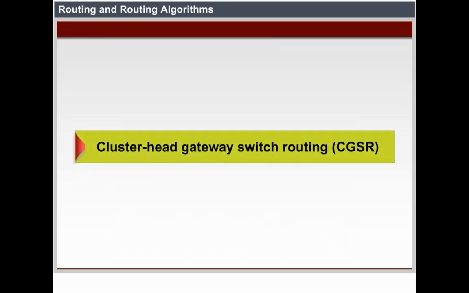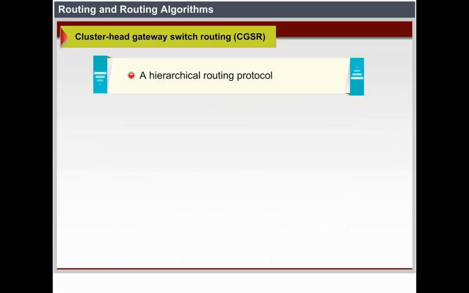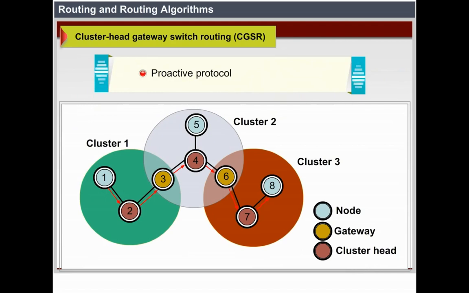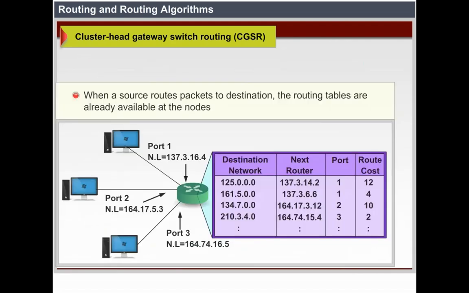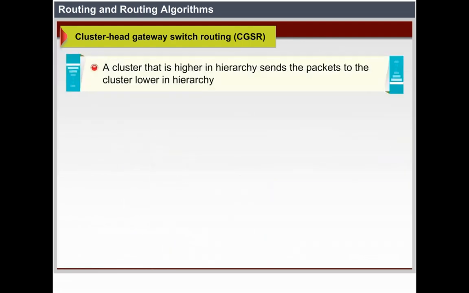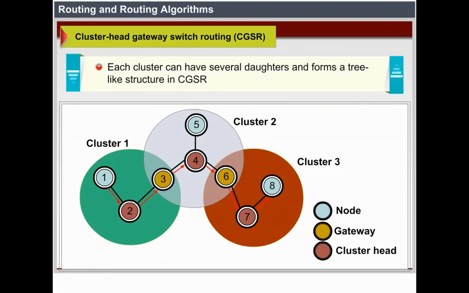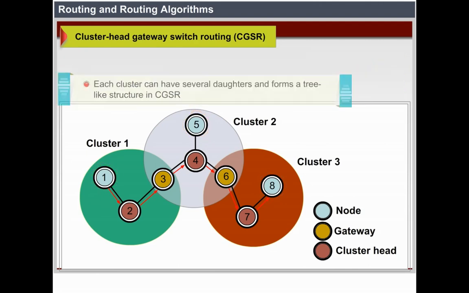Cluster head gateway switching routing, CGSR. A hierarchical routing protocol. It is a proactive protocol. When a source routes the packets to a destination, the routing tables are already available at the nodes. A cluster higher in hierarchy sends the packets to the cluster lower in hierarchy. Each cluster can have several daughters and forms a tree-like structure in CGSR.